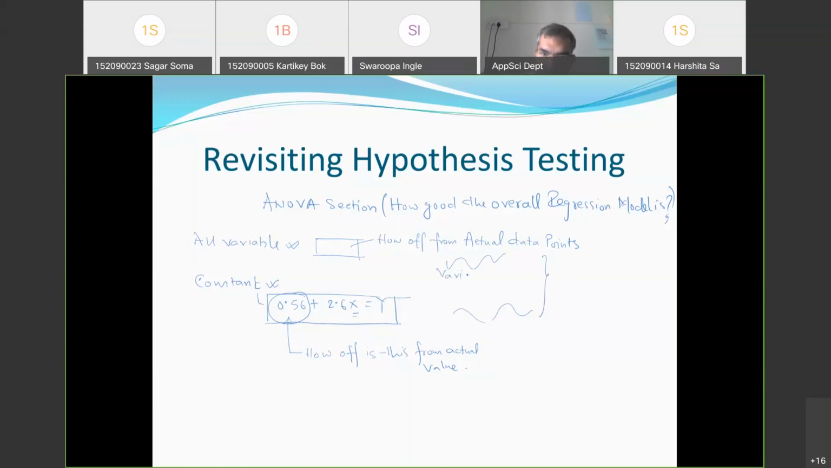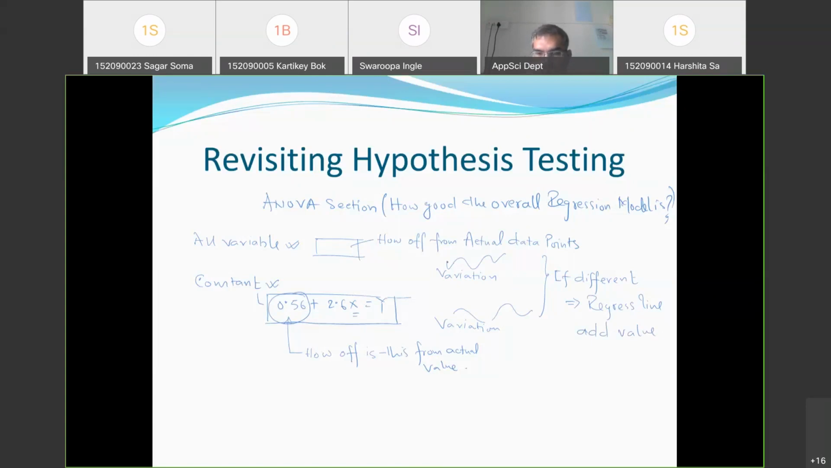variation, if significantly different, so to say in terms of statistics, then it implies the regression line adds value, or we should use this regression line.